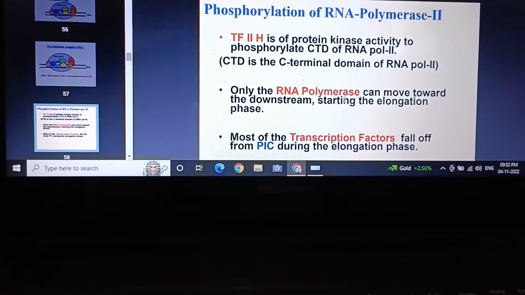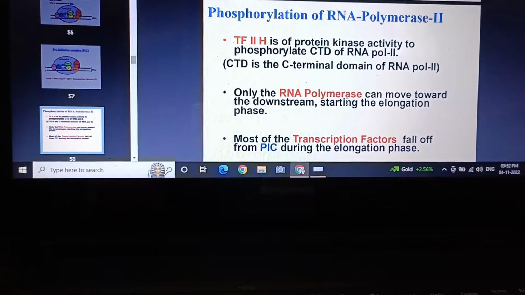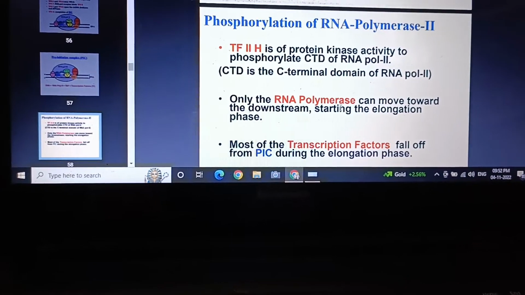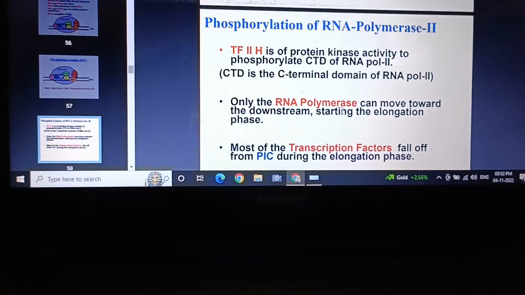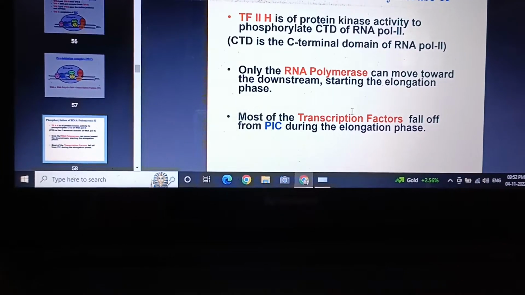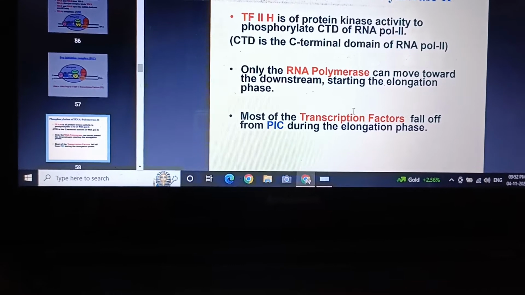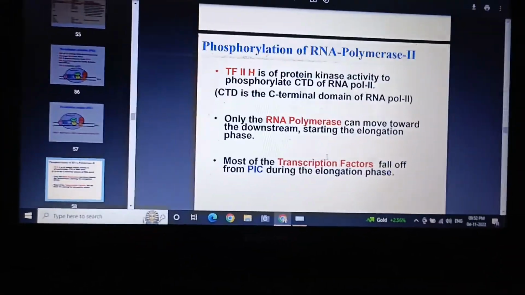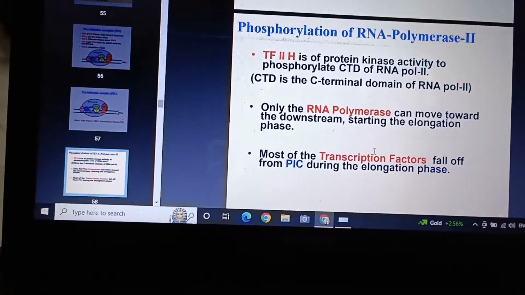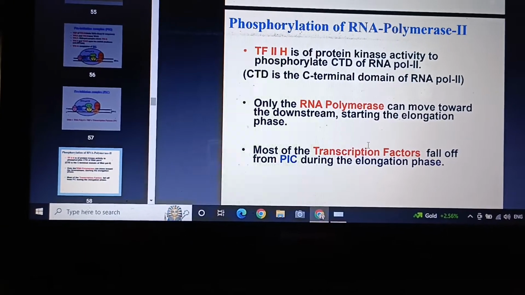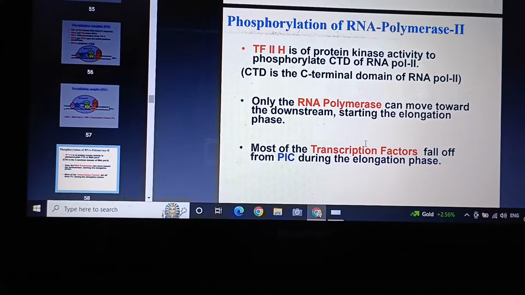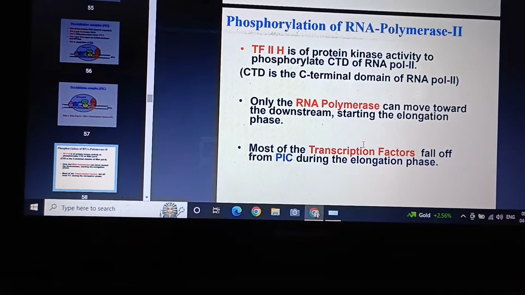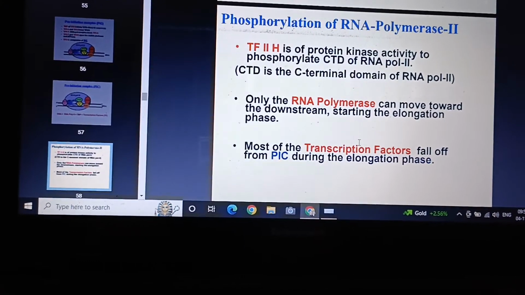Where is the downstream present? When the transcription starting site is there, that is your downstream, which will be denoted like a plus symbol. Okay, starting the elongation phase. Most of the transcription factors fall off from the promoter during the elongation phase. As I mentioned already, once the initiation starts, the sigma factor goes off from the whole enzyme, and then it is called a core enzyme that will move on to the elongation process.